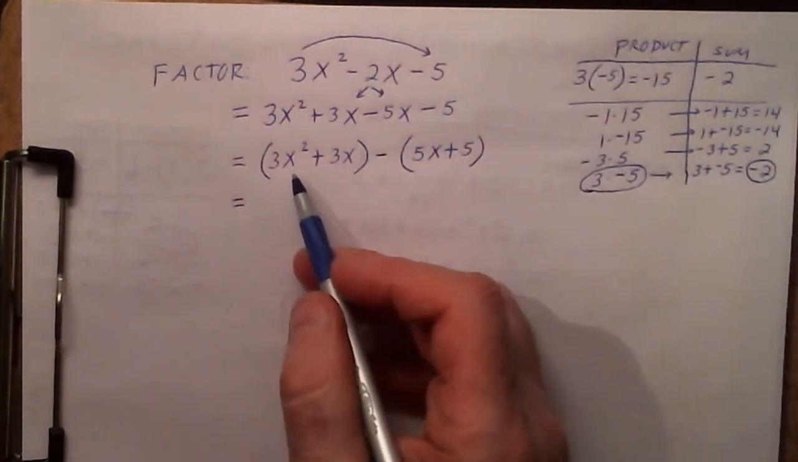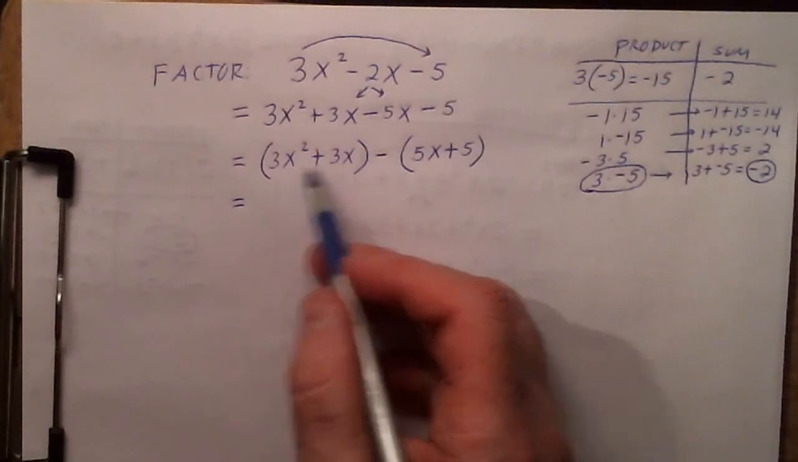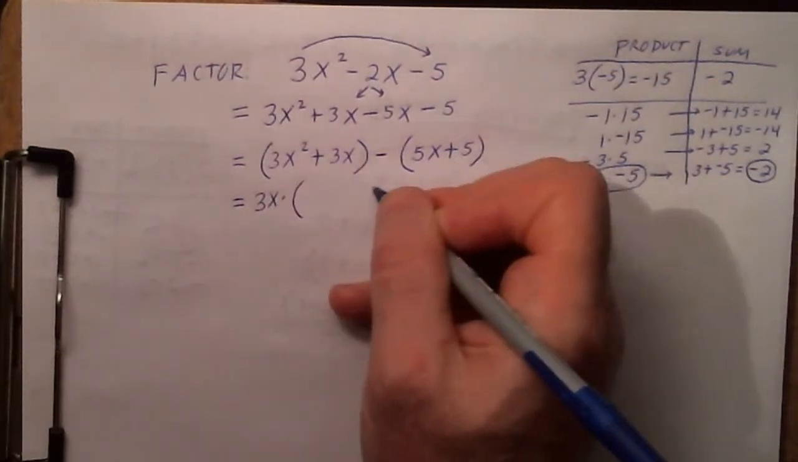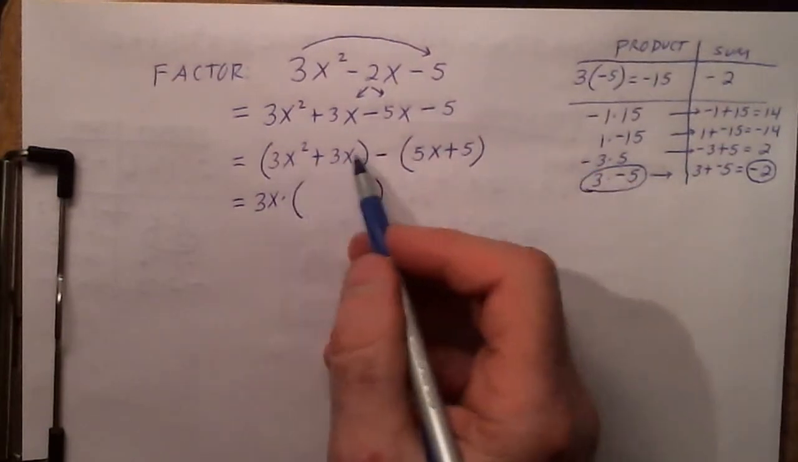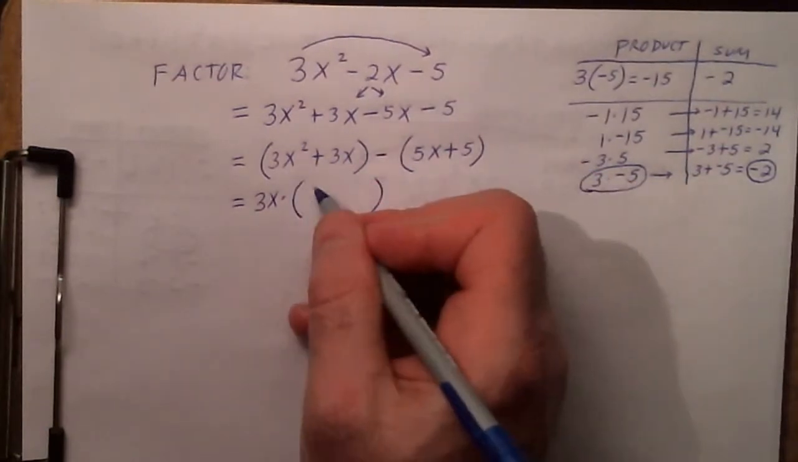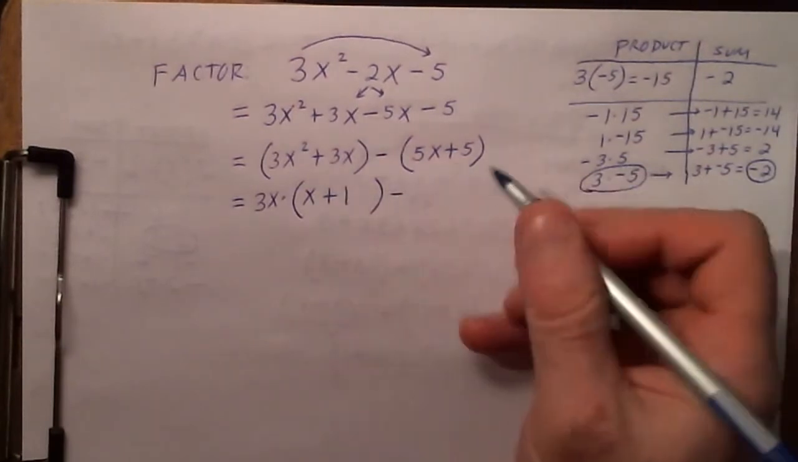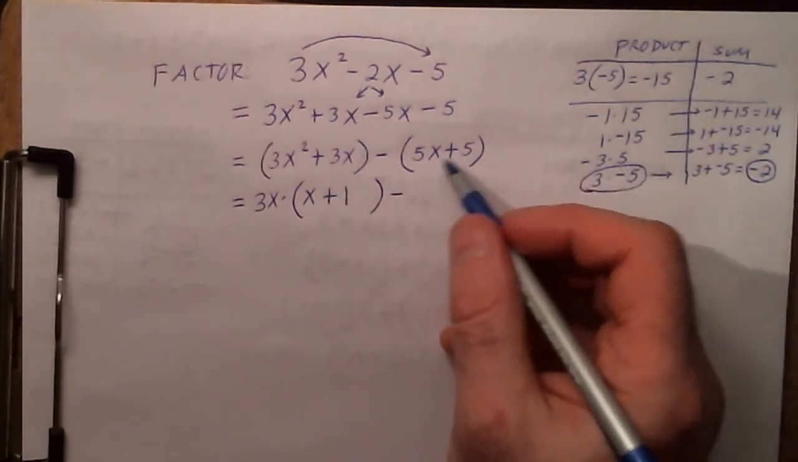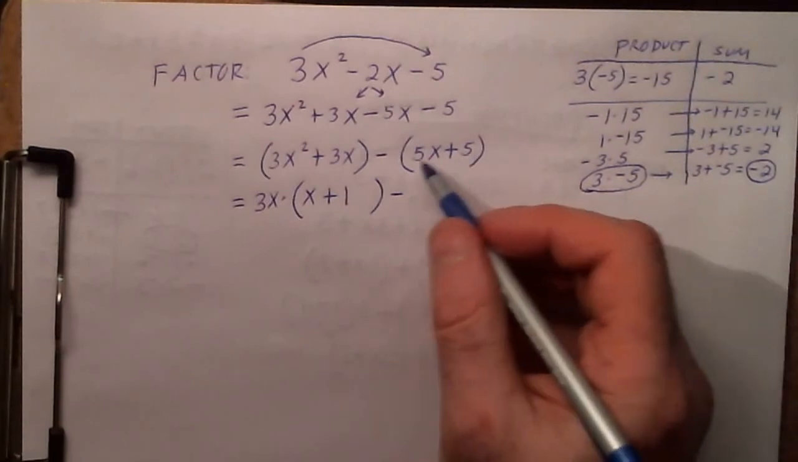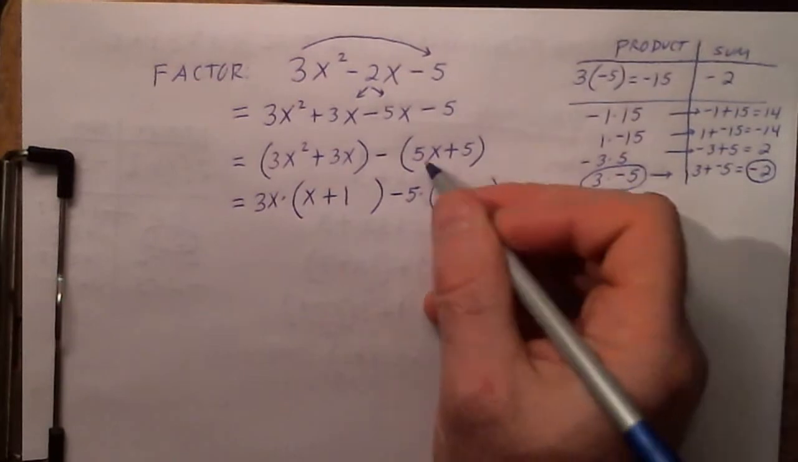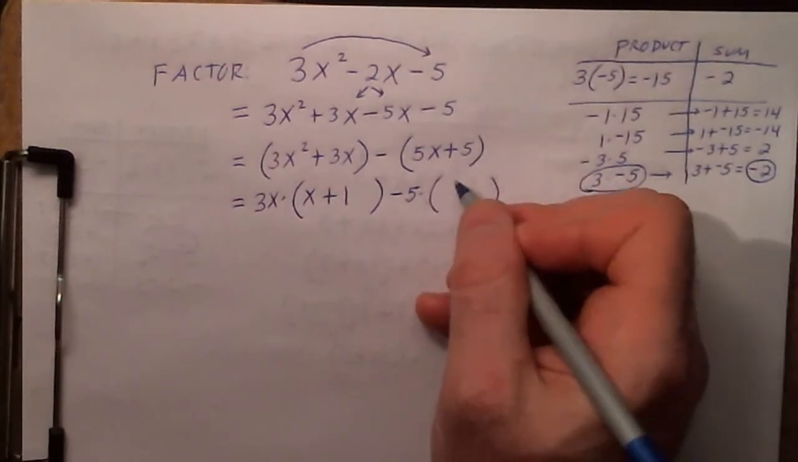Now, out of the first two terms, what can we factor out? Well, we can factor out a 3 and an x. And when we factor 3x out of the first two terms, what do we leave behind? Well, we leave behind x plus 1. Bring the minus sign down. What can we factor out of 5x and 5? Well, the greatest common factor of 5x and 5 is 5. And when we factor 5 out of 5x plus 5, we leave behind x plus 1.